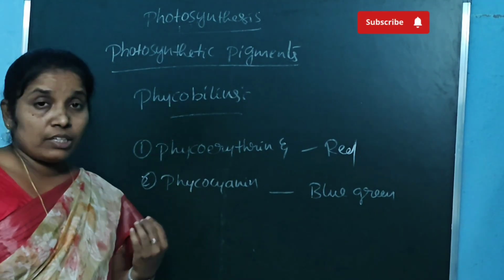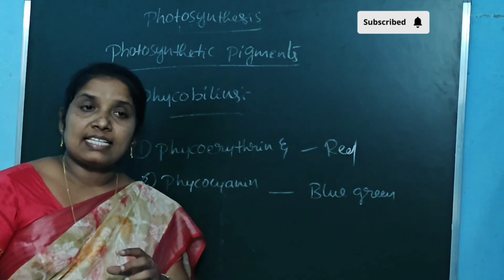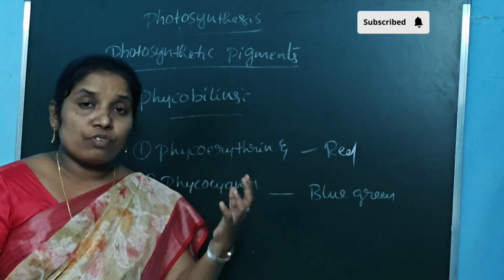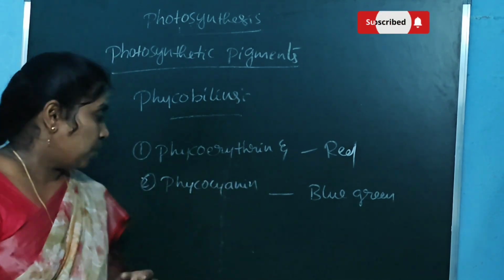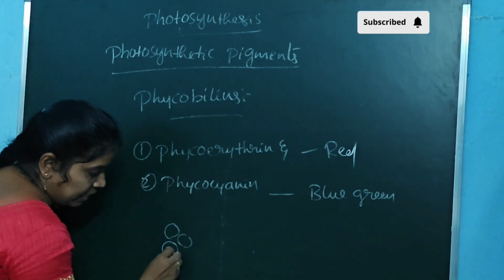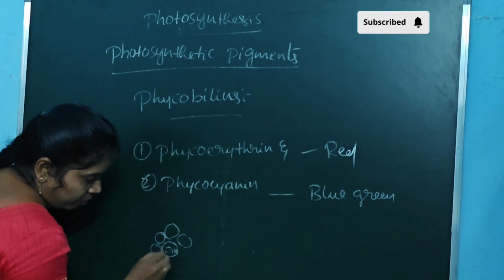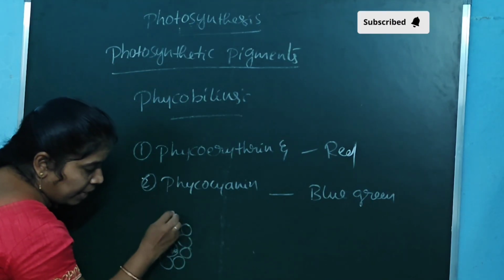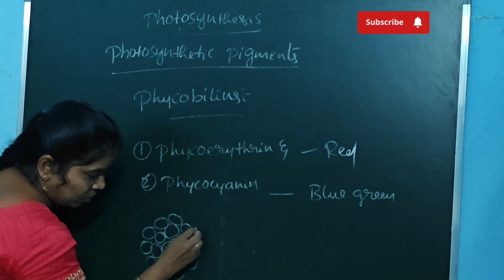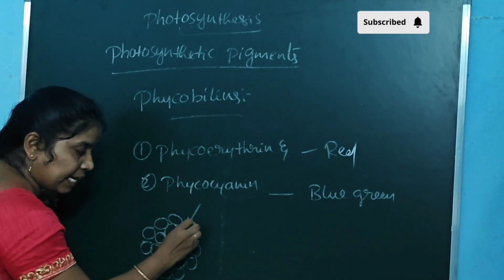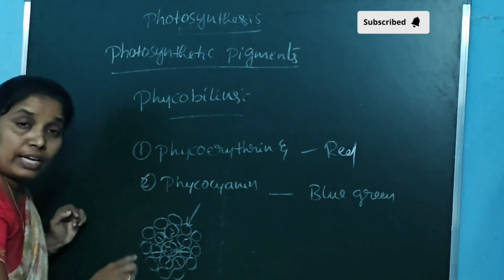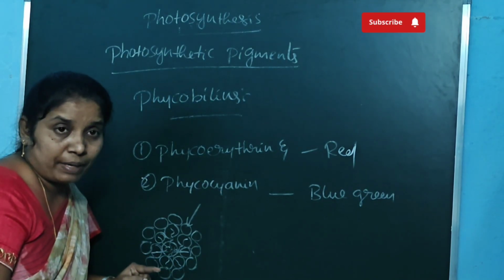So generally carotenoids and phycobilins are the accessory pigments. They also trap the energy and transfer it to the reaction center. If you see the reaction center, it contains chlorophyll A, surrounded by chlorophylls, xanthophylls and phycobilins. They also trap the sunlight and transfer this energy to the reaction center. That's why they are called accessory pigments.